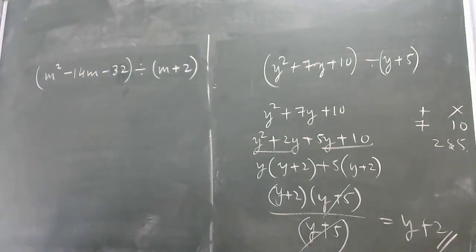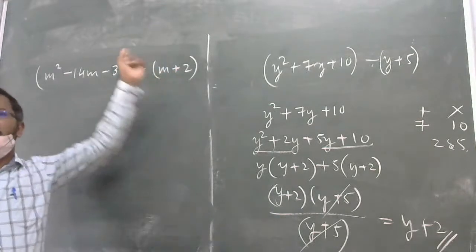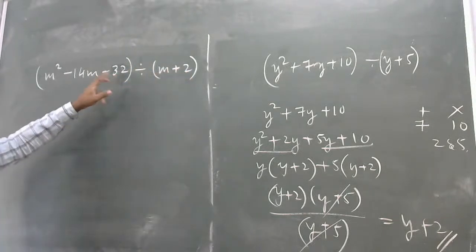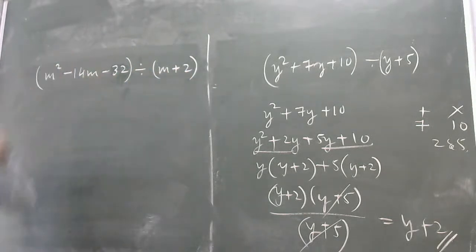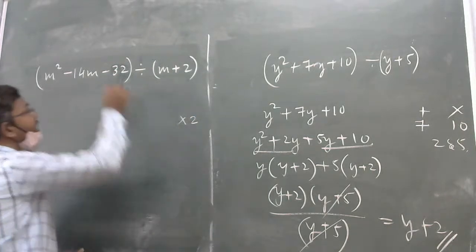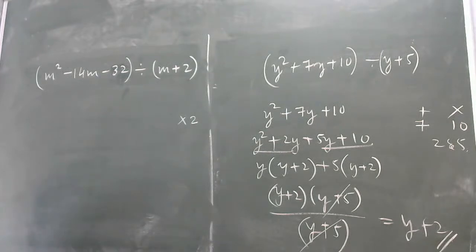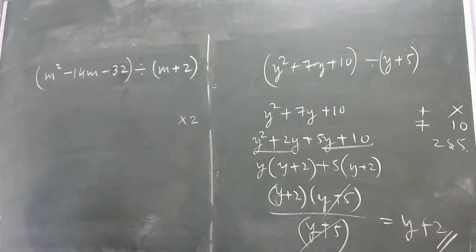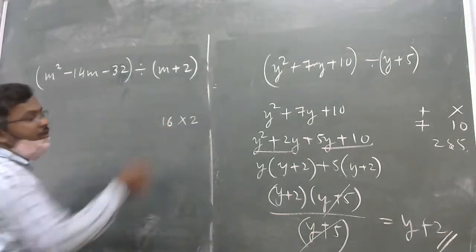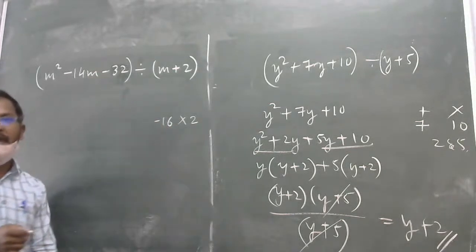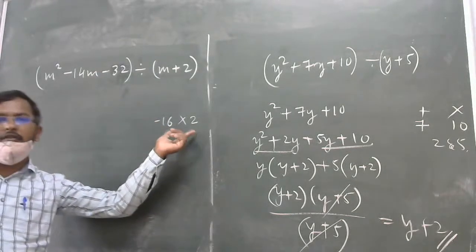And one more, see here, somehow you have to get m plus 2 on the numerator. So to get m plus 2, what to do? Last term we know that it is a product of two numbers. One of them is 2. Then what is your second number? To get 32, by which number do you have to multiply 2? 16. So your other number should be 16. 16 into 2 you will get 32, but since it is negative, it should be minus 16.